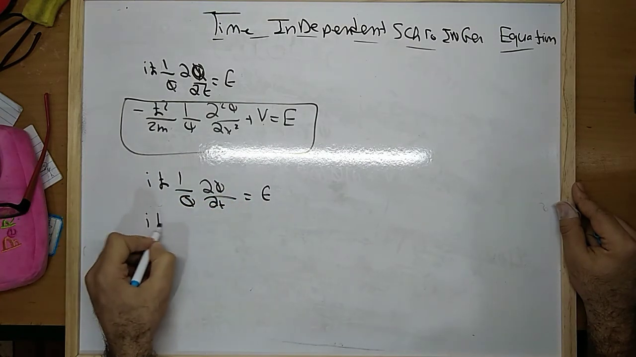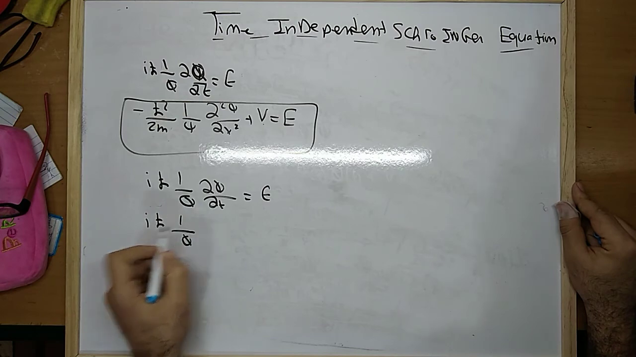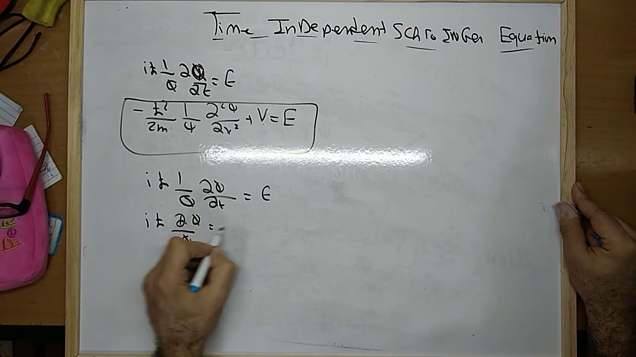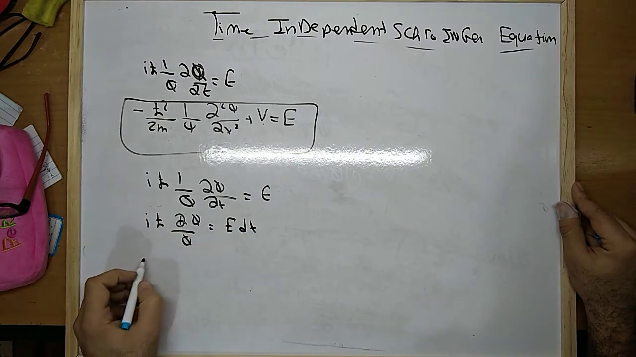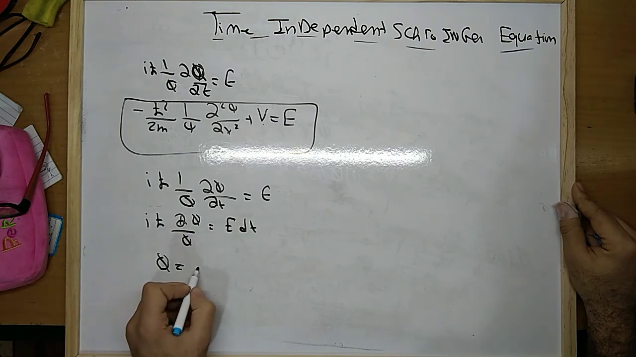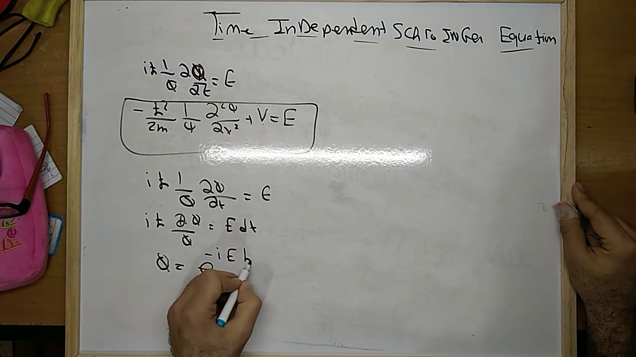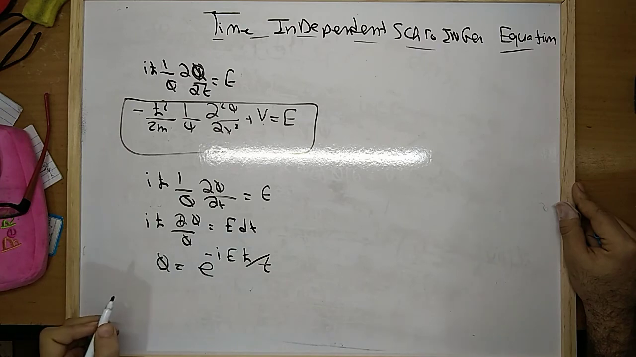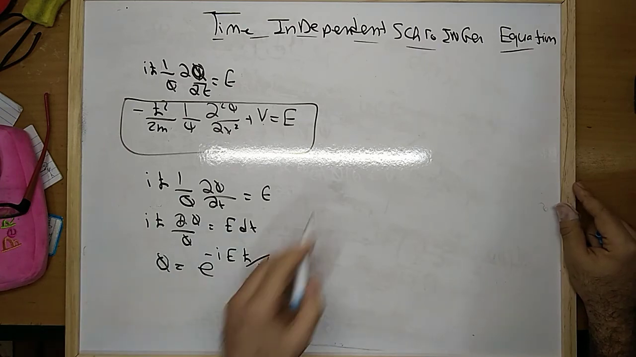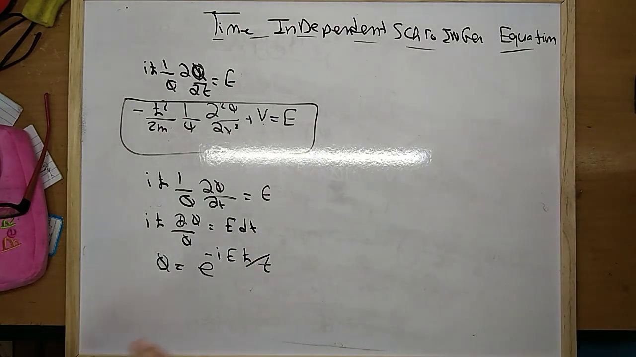Multiply by dt. So the solution is simply phi is equal to e to the minus iEt over ħ. So we proved this. Sorry, this is t.